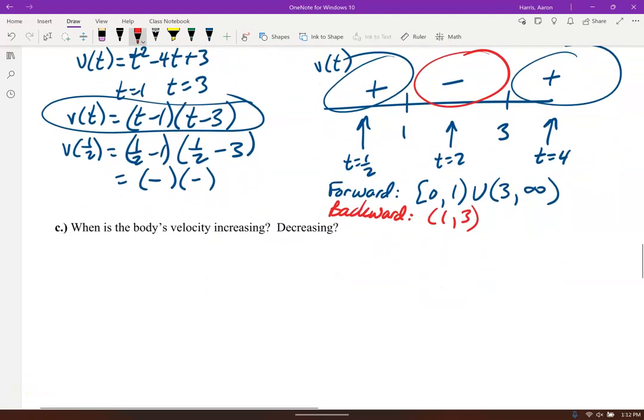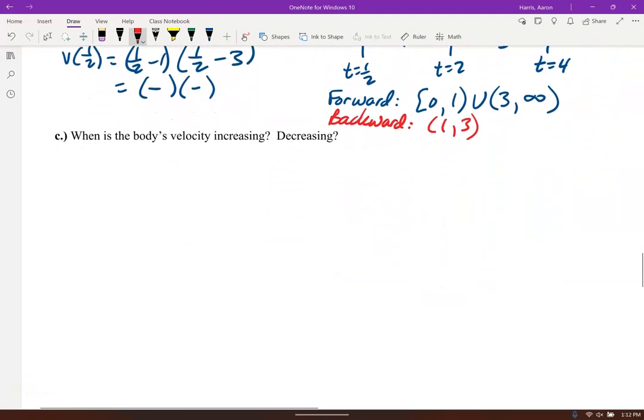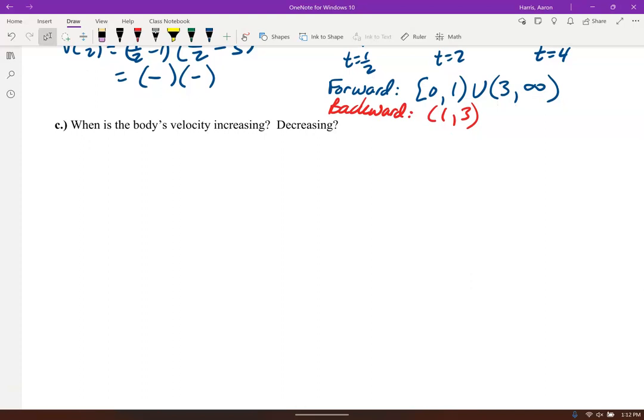All right, when is the body's velocity increasing? So that would be when your acceleration would be positive, right? You're accelerating. You have positive acceleration. That's when your velocity is increasing. When the acceleration is positive. When is the body's velocity decreasing? When the acceleration is negative.